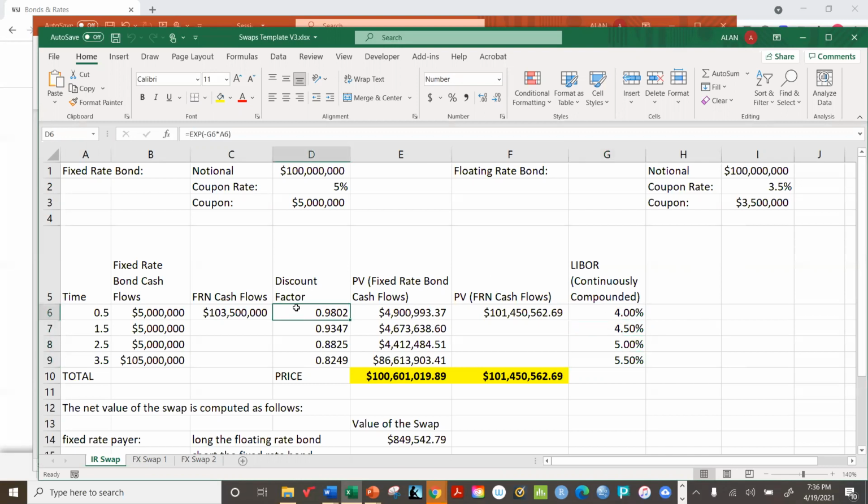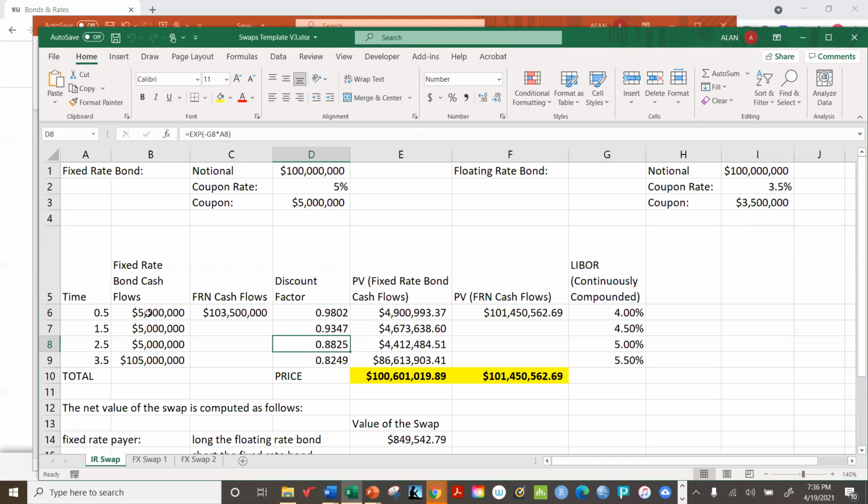So this number is equal to E, and the exponent is the LIBOR rate times this time period until that cash flow is received. So in other words, if I wanted to have $1 in the bank in 6 months, I'd have to set aside 98.02 cents when the bank is paying 4% compounded continuously. This is important because all these cash flows have to be discounted back to the present.